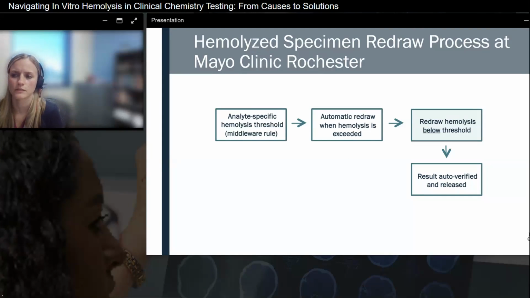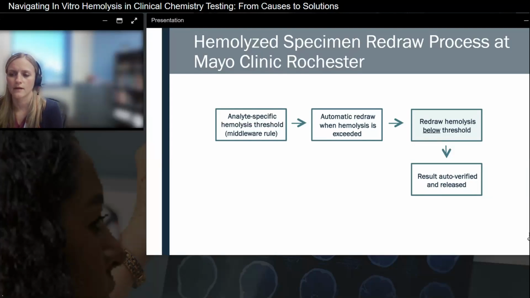However, these strategies for reducing hemolysis are not always successful. So what happens if none of these processes work and the specimens do arrive in the lab hemolyzed? How do labs handle specimen rejections and redraws due to this hemolysis? I've shown an example here on this slide.